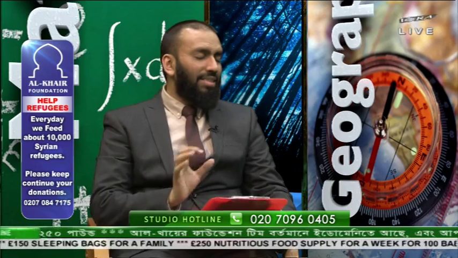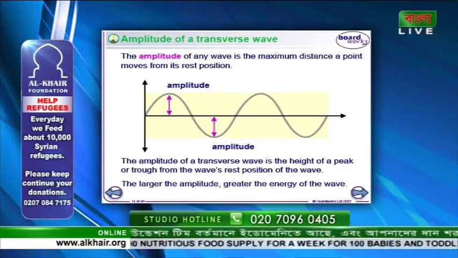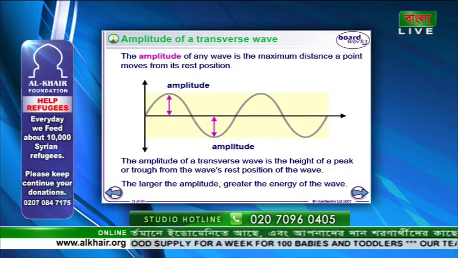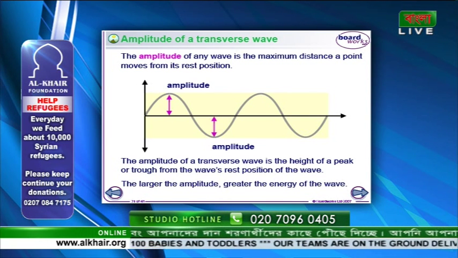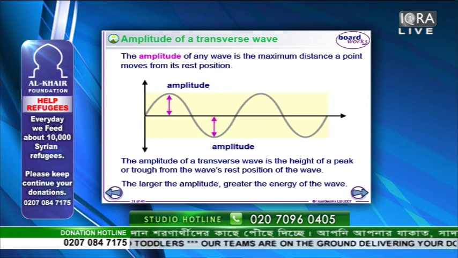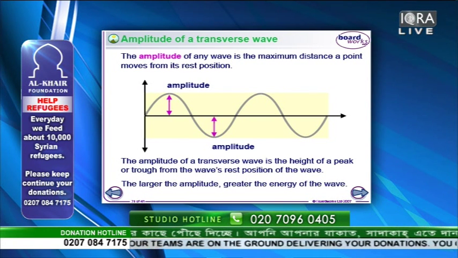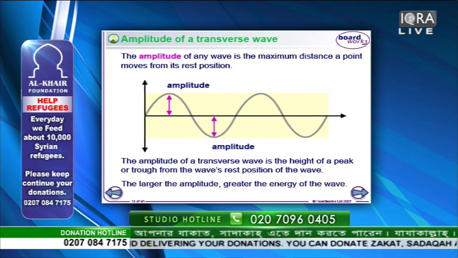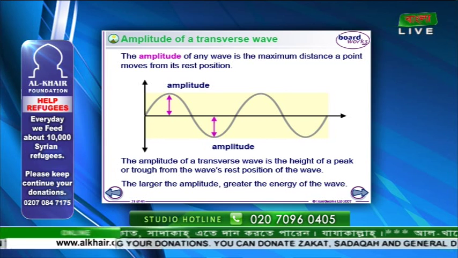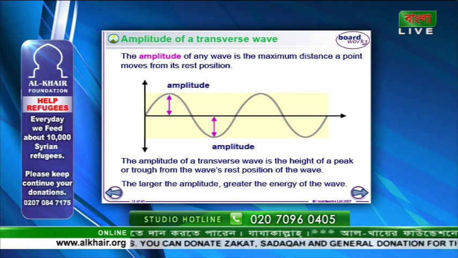And it's important that students are able to label the different parts of the wave. So if we look at slide 31, we can show how we would label the amplitude on a transverse wave. You can see here on the slide that you measure the amplitude from the middle to the very top, or from the middle to the very bottom. And this is a measurement of amplitude. This is a good example of amplitude.